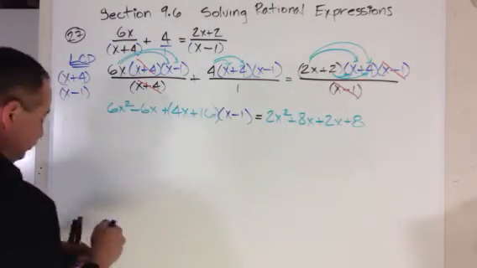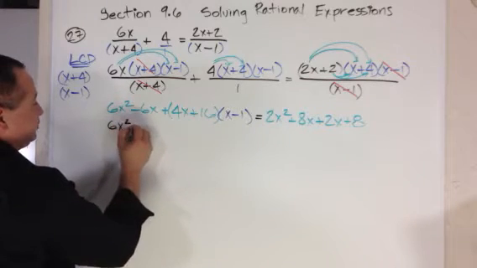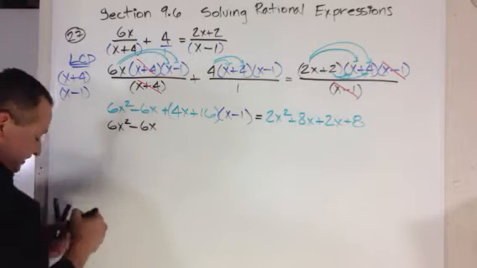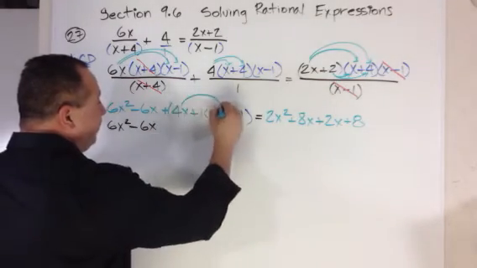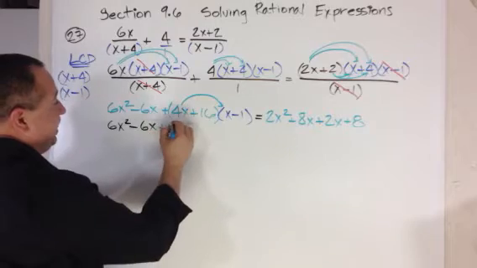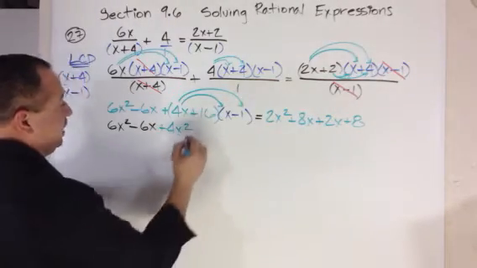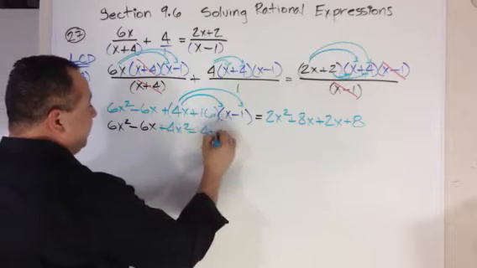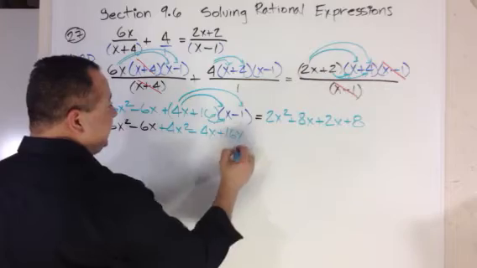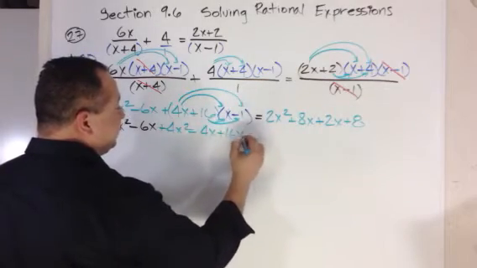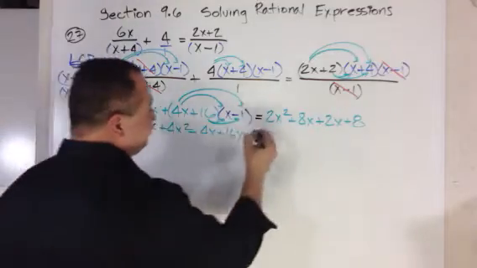So I'm going to recopy this as 6x squared minus 6x. Now here I'm going to go ahead and distribute. 4x times x would be positive 4x squared. 4x times negative 1 would be negative 4x. 16 times x would be positive 16x. And 16 times negative 1 would be negative 16. There, I was able to distribute that just fine.